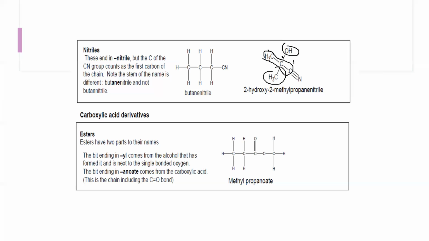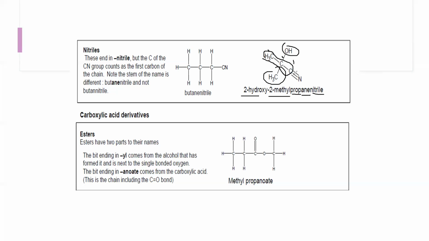The one which comes afterwards may have a closer position to the functional group, but when we name the branches, it is always according to alphabetical order. So it is 2-hydroxy, 2-methyl, because second position we have hydroxy and second position we have methyl. Prop because of 3 carbon atoms, ane because of single bond between the carbon atoms, and nitrile due to this functional group, carbon triple bonded with N.